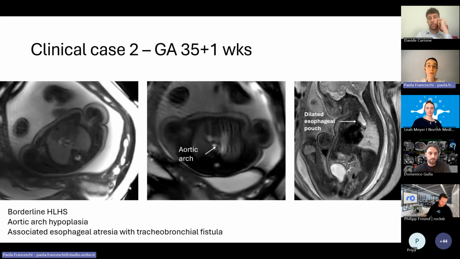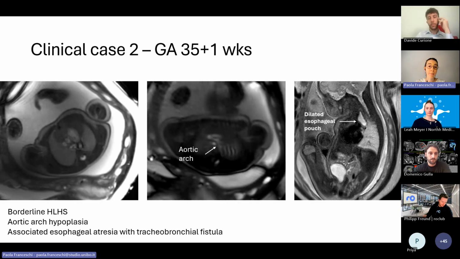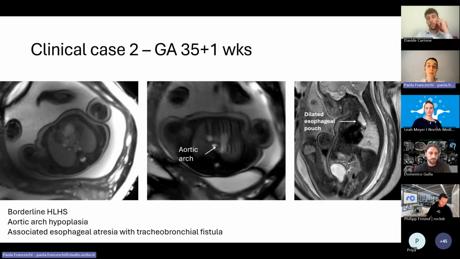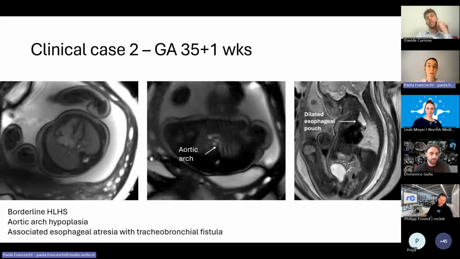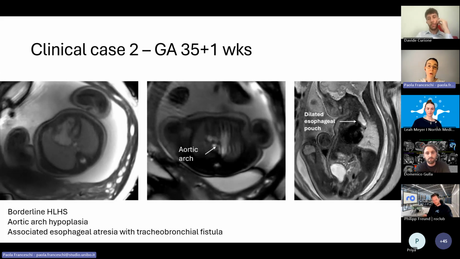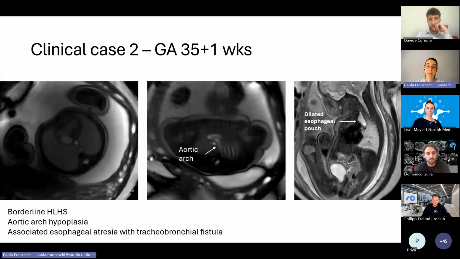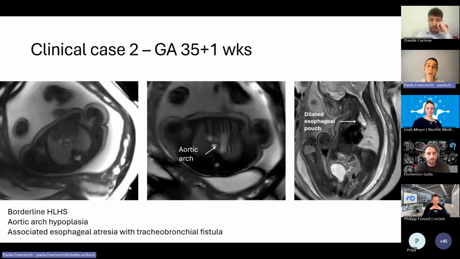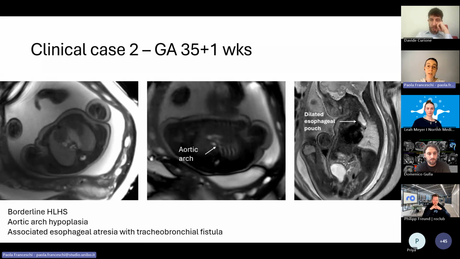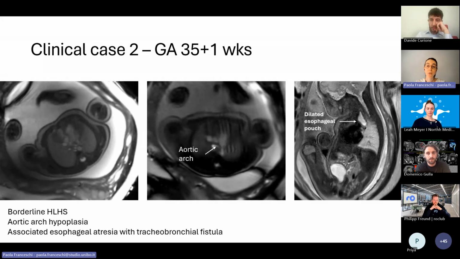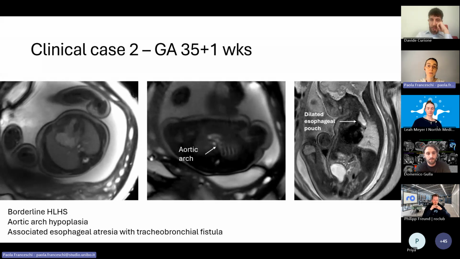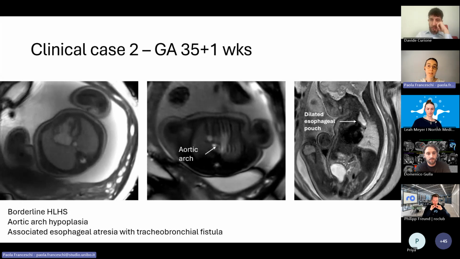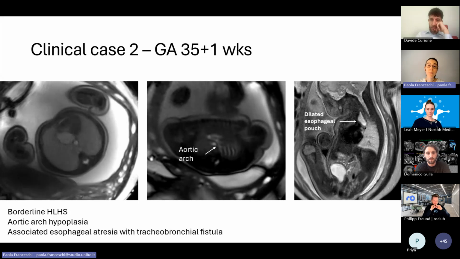As our experience grew, the image quality gradually improved. This second case shows a fetus with borderline hypoplastic left heart syndrome and hypoplasia of the aortic arch. MRI also identified an associated esophageal atresia with a tracheoesophageal fistula. This highlights another advantage of fetal MRI, that's the ability to assess not only the heart, but also extracardiac structures within the same examination.